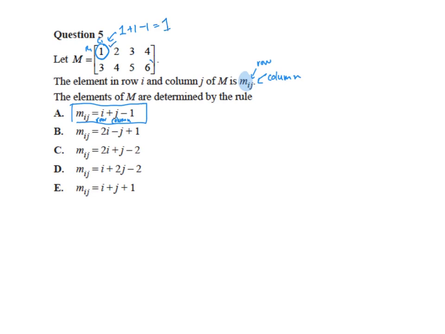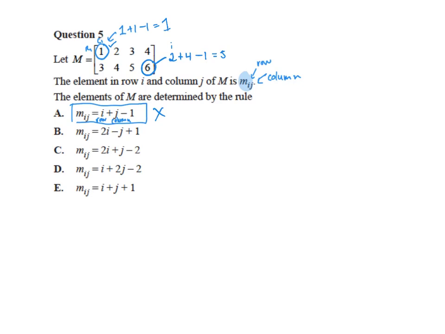So let's try it for this one. What row is that? Row 2. And what column is it? Column 4. And then -1. What would that equal? So 5's not 6, is it? So it's not this formula. Can you see that? Yeah.